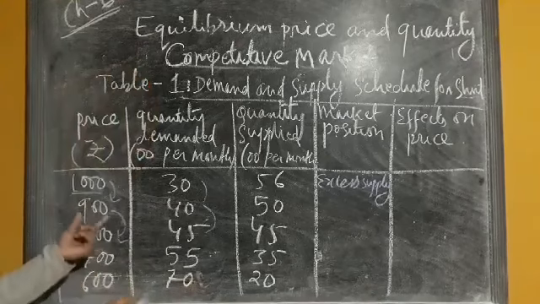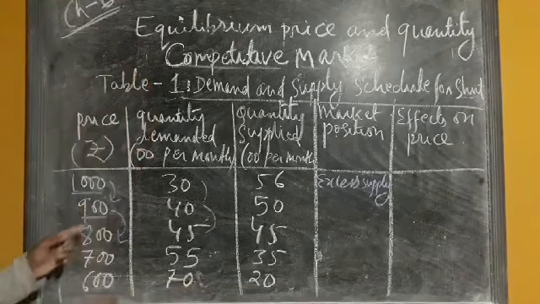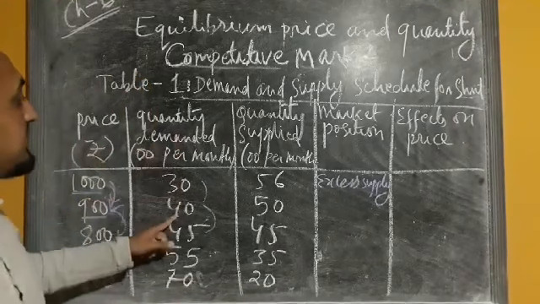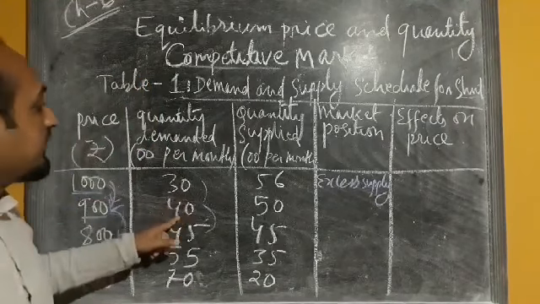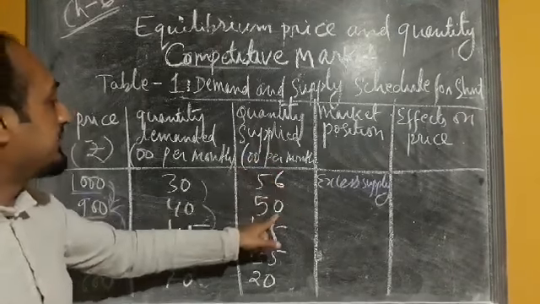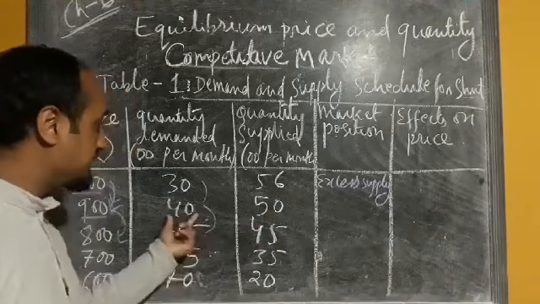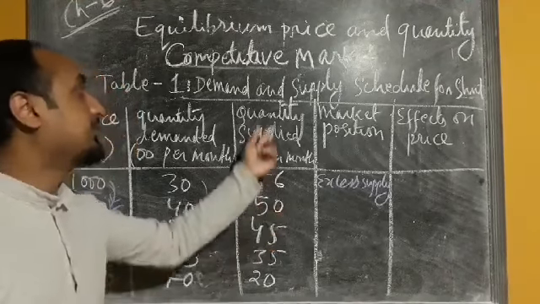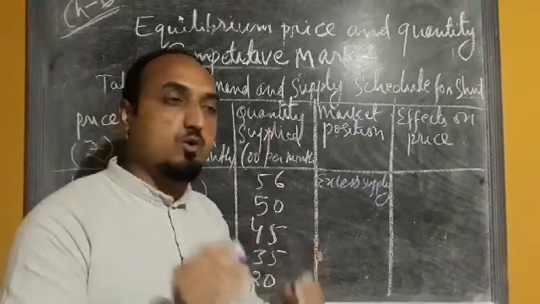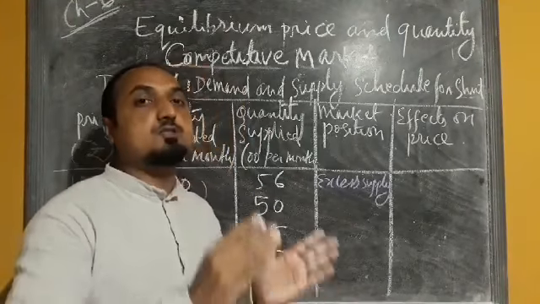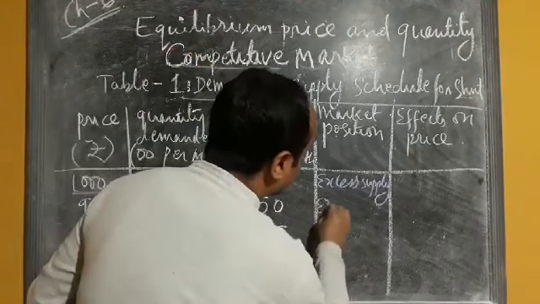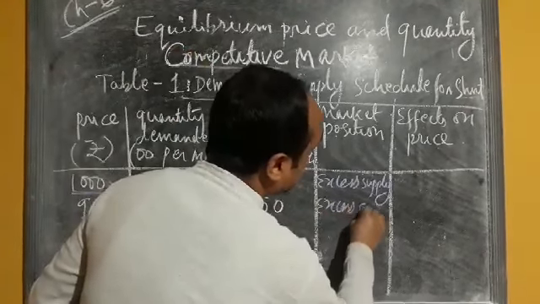Now next we have 900. When price decreases from 1000 to 900, quantity demanded is increasing from 30 to 40,000, but quantity supplied is decreasing from 56 to 50,000. Again, if you compare this 40 and 50, which one is greater? 50 is greater. That means quantity supplied is greater than quantity demanded. Again, the situation of excess supply will arise. So here also the situation will be excess supply.